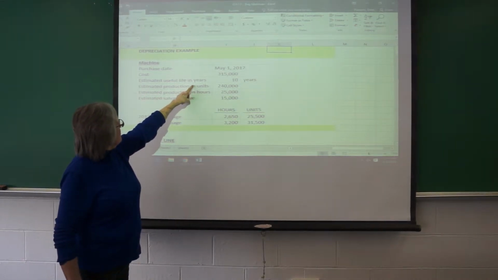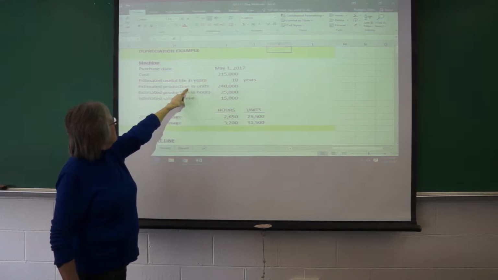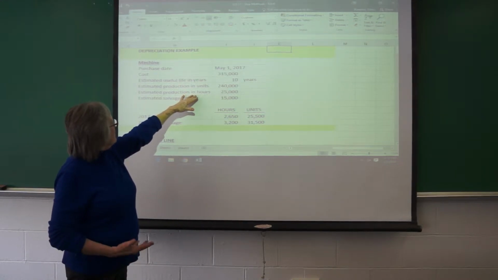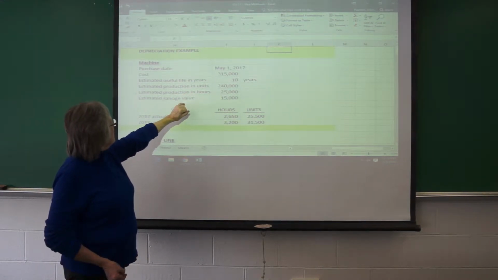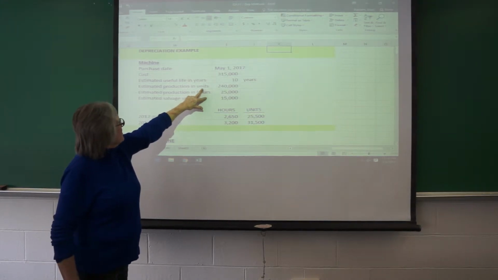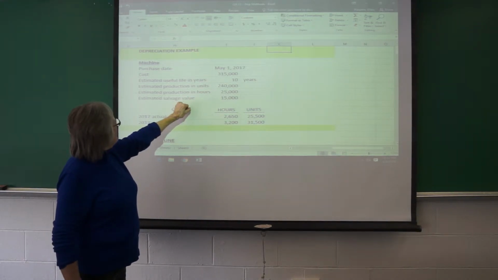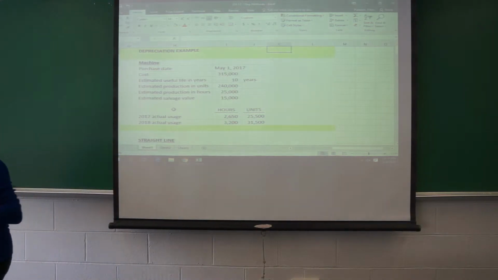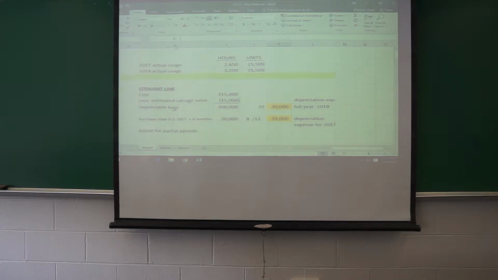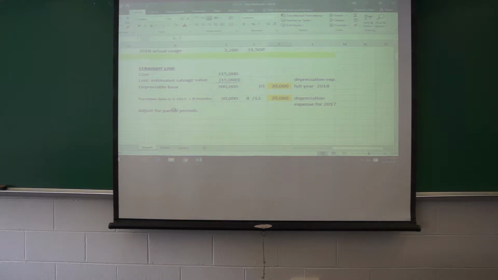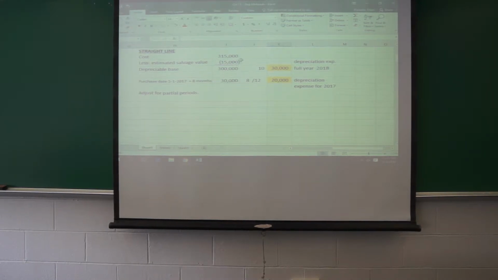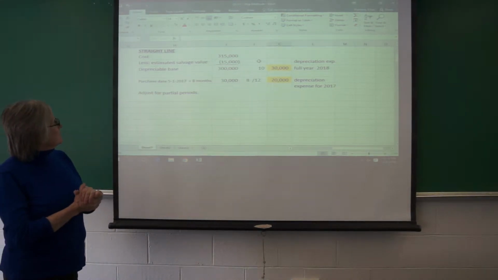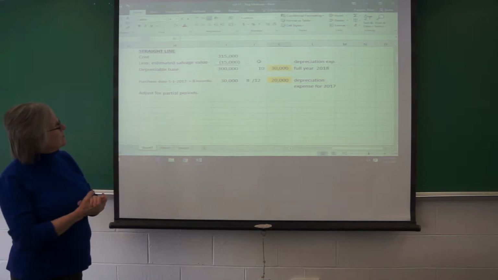And then these would be for your activity methods. Well, you have your production estimated in units and hours. And that would be the life in units, life in hours. And here you have an estimated salvage. Okay. So just using this information for the straight line, how would we compute everything? Well, you start out with a cost of $315. You deduct the estimated salvage, and you have your depreciable base.